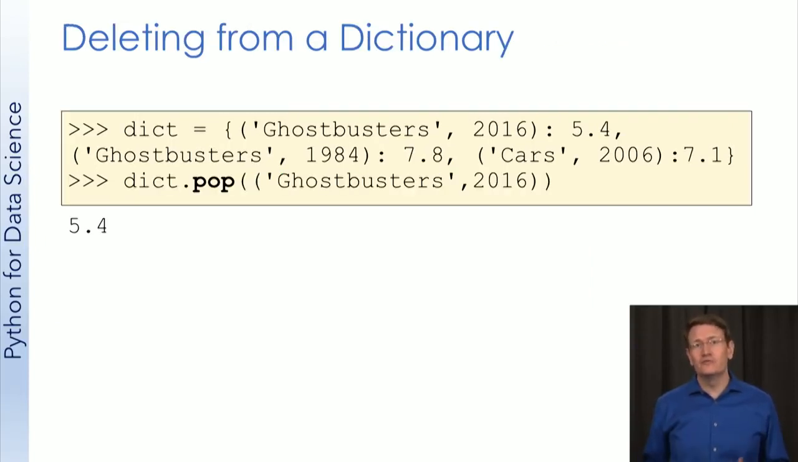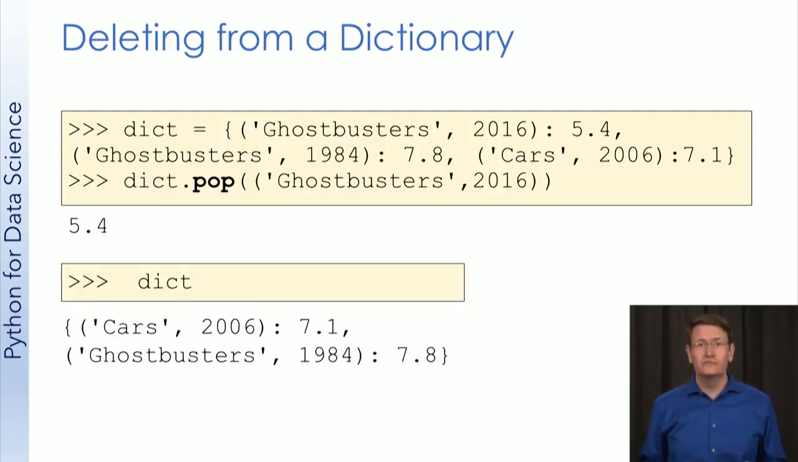We can also remove items from a dictionary. I've set up the dictionary to have all 3 movies from our last example. Then I use the method pop to remove from a dictionary. Here, I'm removing the 2016 Ghostbusters movie. Pop will return the value associated with the key, which is why it returned 5.4. It'll also mutate the data structure, so there's no longer the key in the value that you just popped.